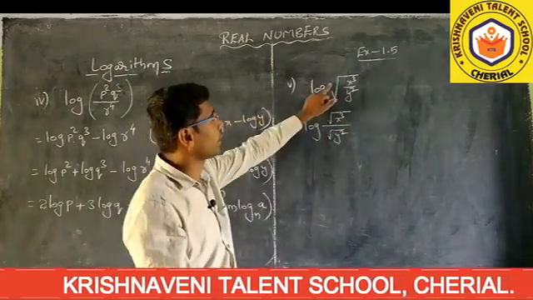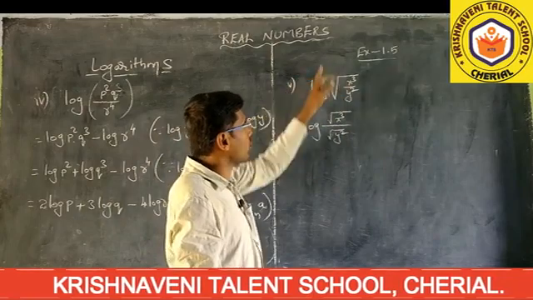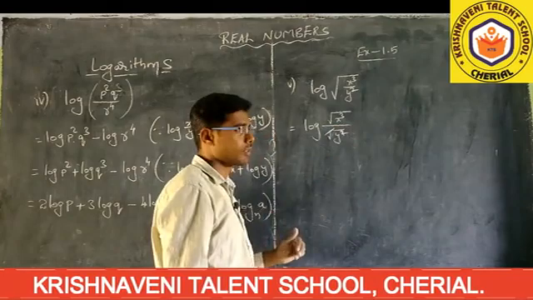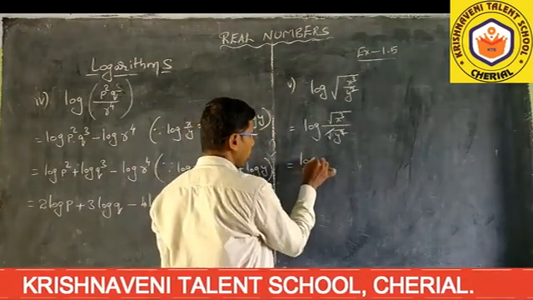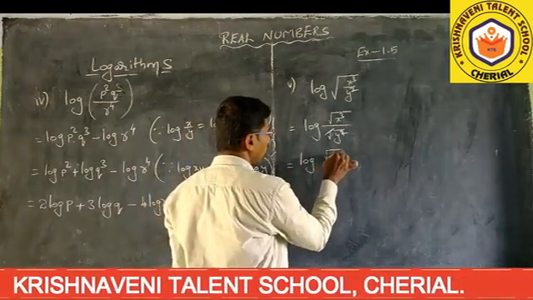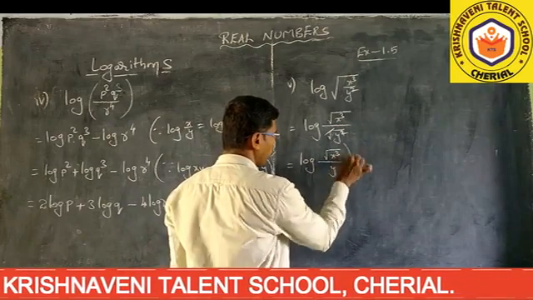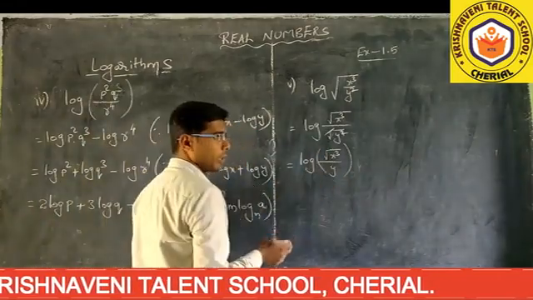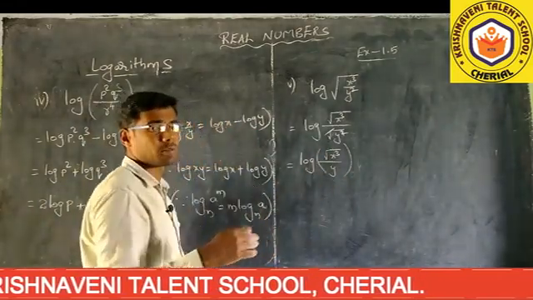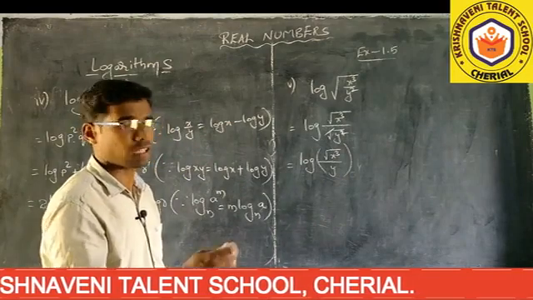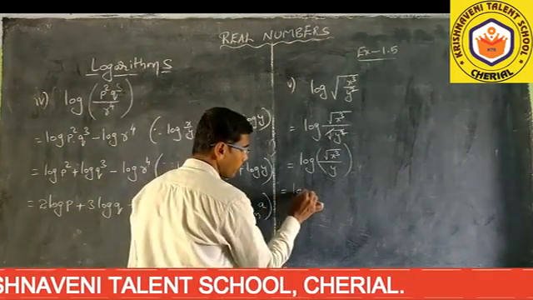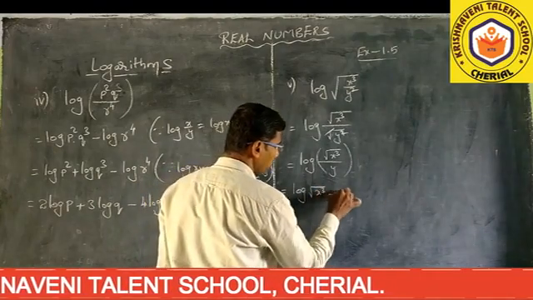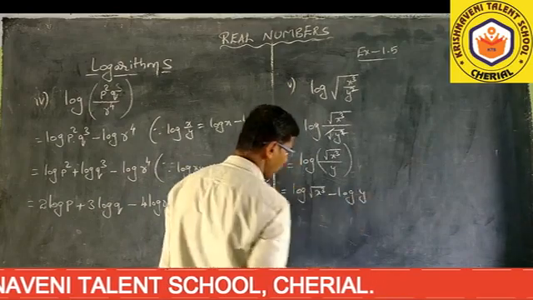First what I am doing, I am separating the square root. If you separate, square root of x cube by square root of y square. Here the square and this root cancel, which means we get log square root of x cube by y. Now this is in the form of x by y only. If it is in the form of log x by y, we can write log x by y equals log x minus log y, which equals log root x cube minus log y.